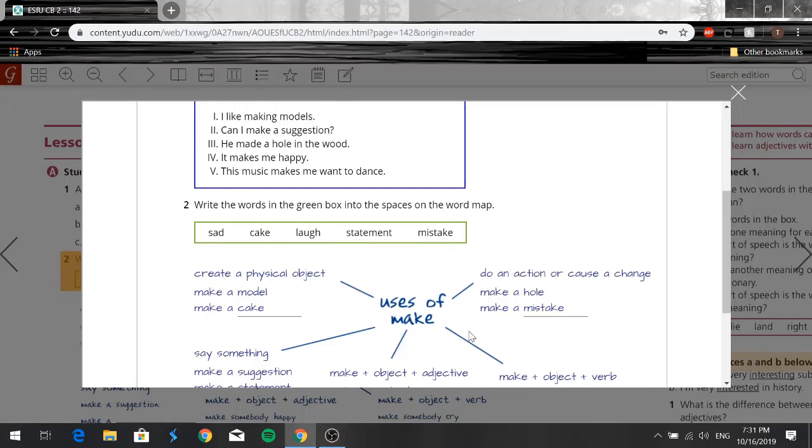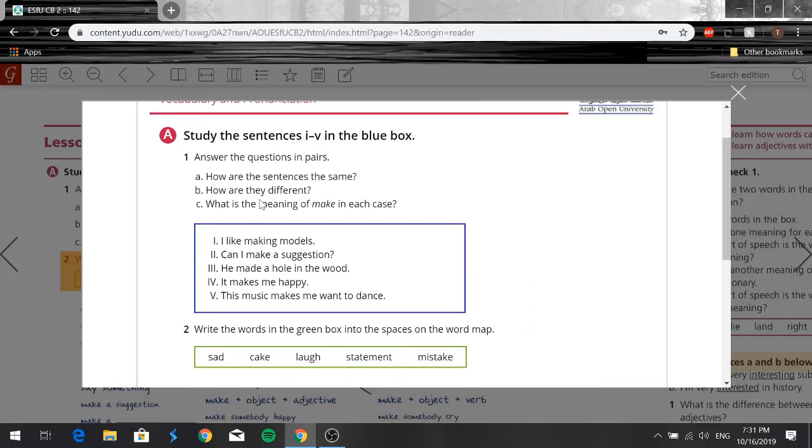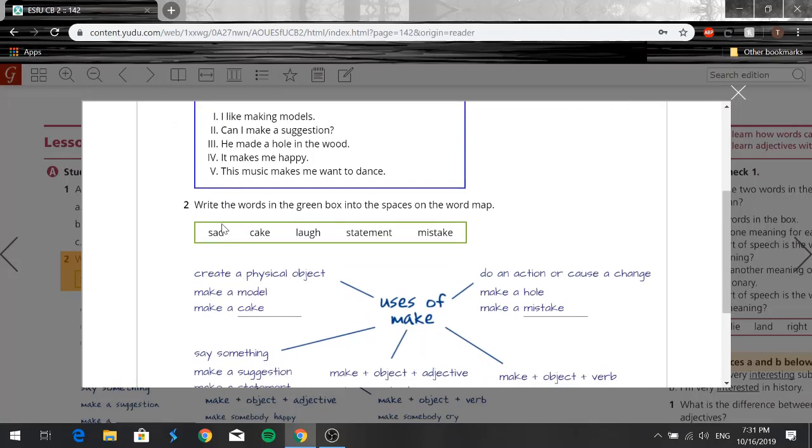Now let's go back and implement these uses to the third question here. What is the meaning of make in each case? So I like making models. Well, you can see or tell that here he's talking about a physical object. So in this case, it's a model, right? So it's the first use here, creating a physical object. Okay? So here, make is used as a way to create a physical object. Make a model, make a cake. Okay?